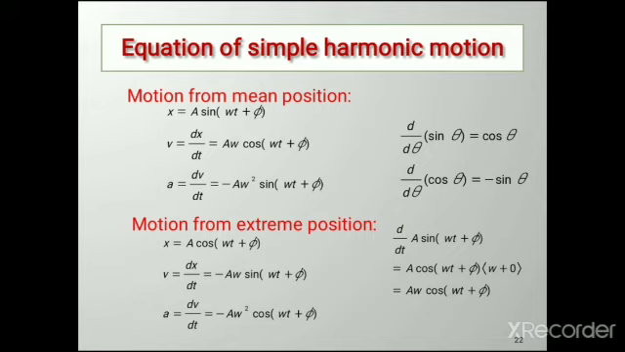So here are the equations of displacement, velocity and acceleration when object starts its motion from extreme position. X is equal to a cos omega t plus phi. Velocity is equal to minus a omega sin omega t plus phi, and acceleration is equal to minus a omega square cos omega t plus phi. So this is about equation of simple harmonic motion.